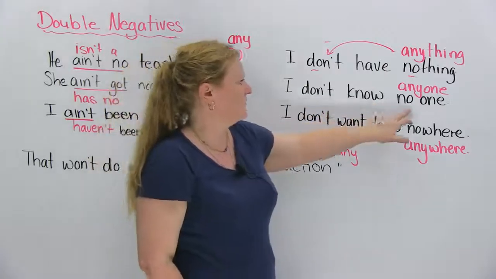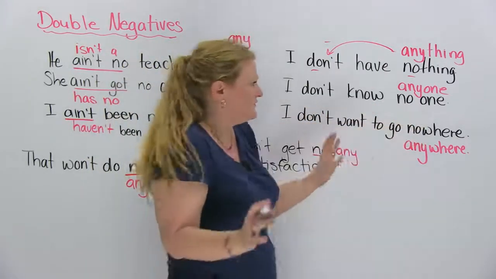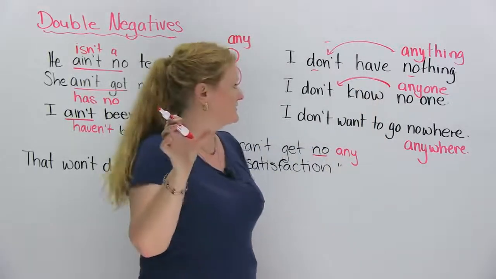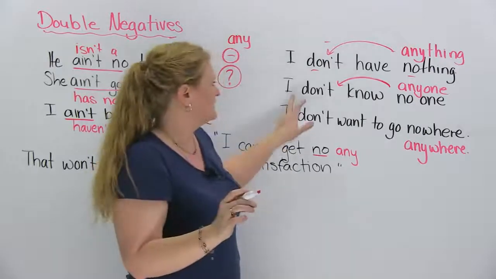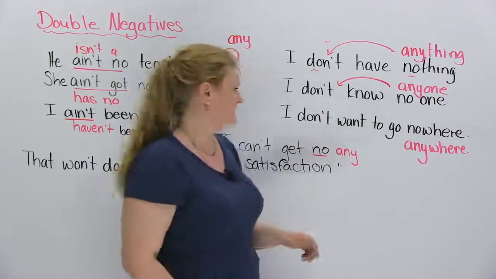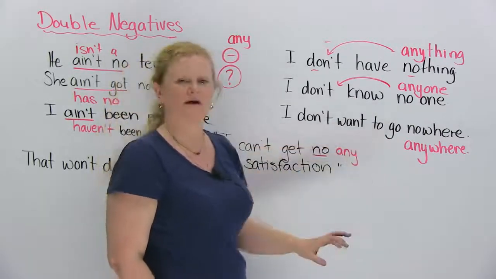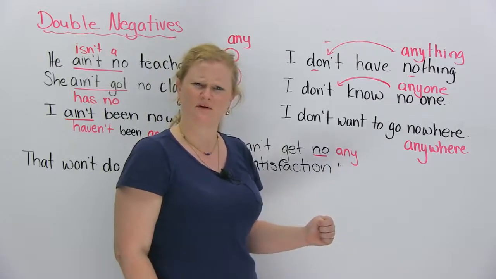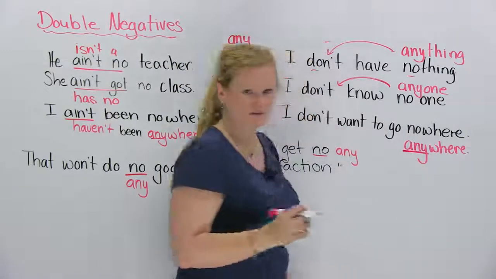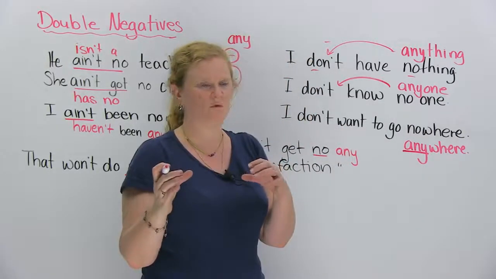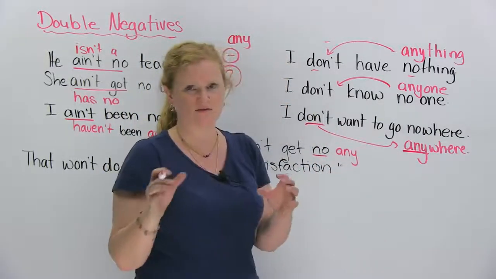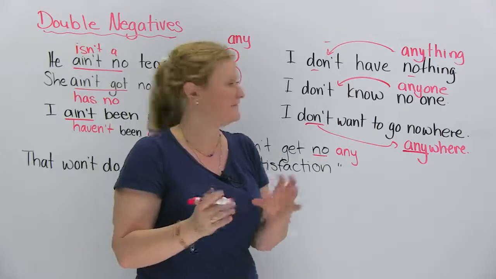I don't know no one or nobody. They're the same. You have to say I don't know anyone, because we have don't, we have to use anyone. You can say I do know someone, but that's a positive and we're good. I don't want to go nowhere. That means you want to go somewhere. So you have to say I don't want to go anywhere. So if it's a question or if it's a negative sentence, all we're going to do is change the no to any. So this cancels out the double negative.